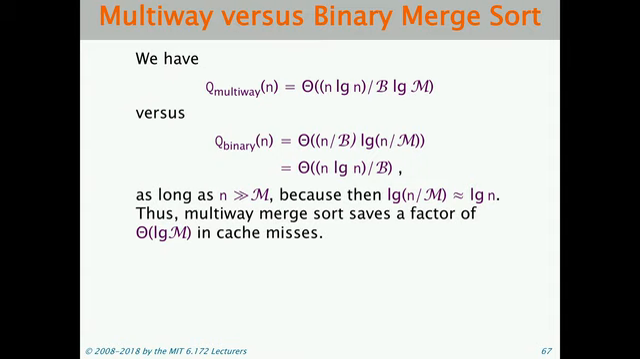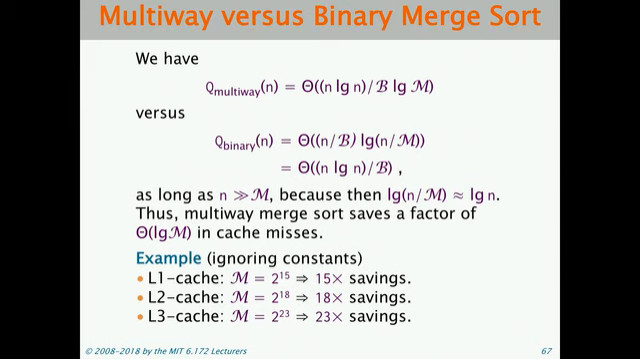As I said, for the binary one, cache misses is n log n over B, whereas the multi-way one is n log n over B log M. And as long as n is much greater than M, we're saving much more than the binary version. So we're saving a factor of log M in cache misses. Let's ignore the constants and look at what log M can be in practice. Here are some typical cache sizes. The L1 cache size is 32 kilobytes, so that's 2 to the 15th, and log base 2 of that is 15. So we get a 15x savings. For the larger cache sizes, we get an even larger saving. Any questions on this?